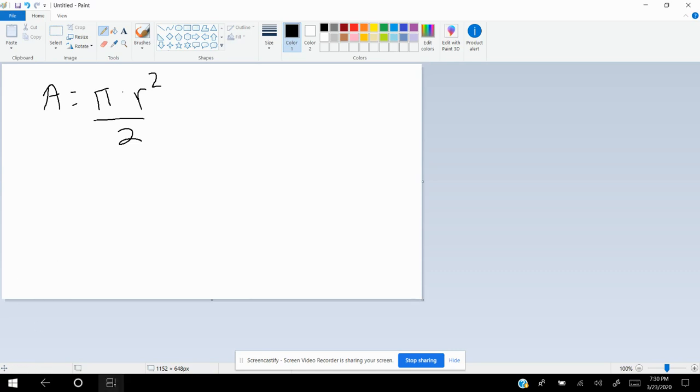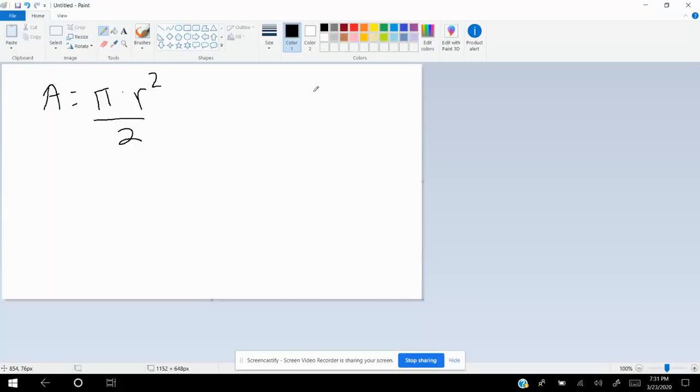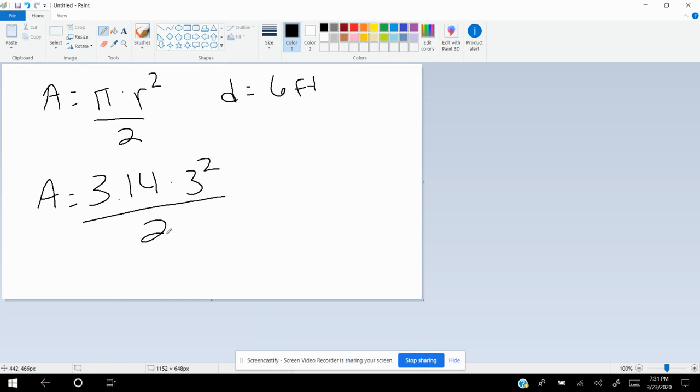So I'm going to take you right back to it. The diameter appears to be 6 feet, so the radius is half of that, which is 3. Just plug it in. Replace pi with 3.14 times 3 squared, all divided by 2. So I'm going to be left with 3.14 times 9, and 3.14 times 9 is equal to 28.26.